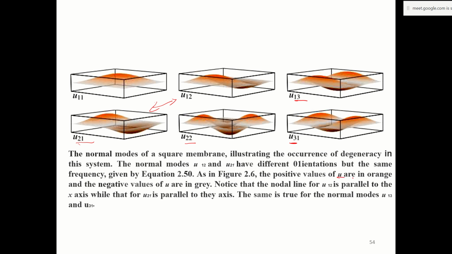So orange is the positive wave function. If you are referring to Macquarie's book, instead of psi they are using the letter u as a symbol for the wave functions. So this is the same as saying that we have psi 1 1, psi 1 2, psi 1 3, psi 2 1, psi 2 2.